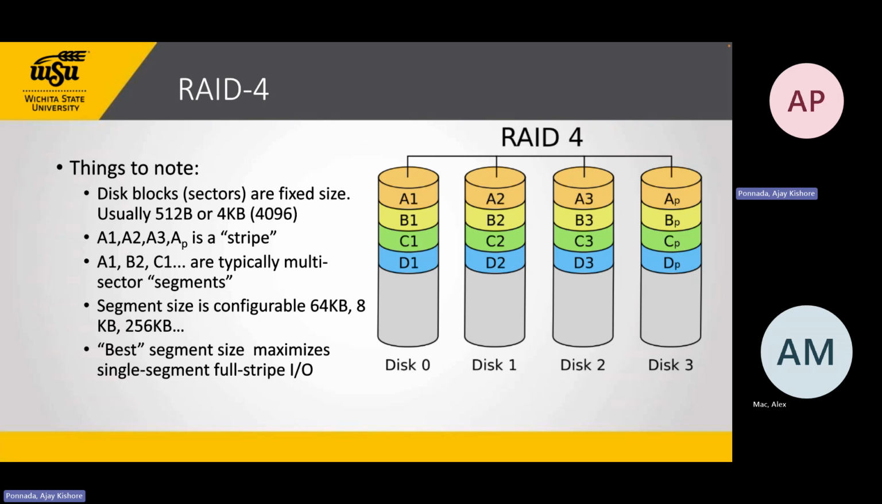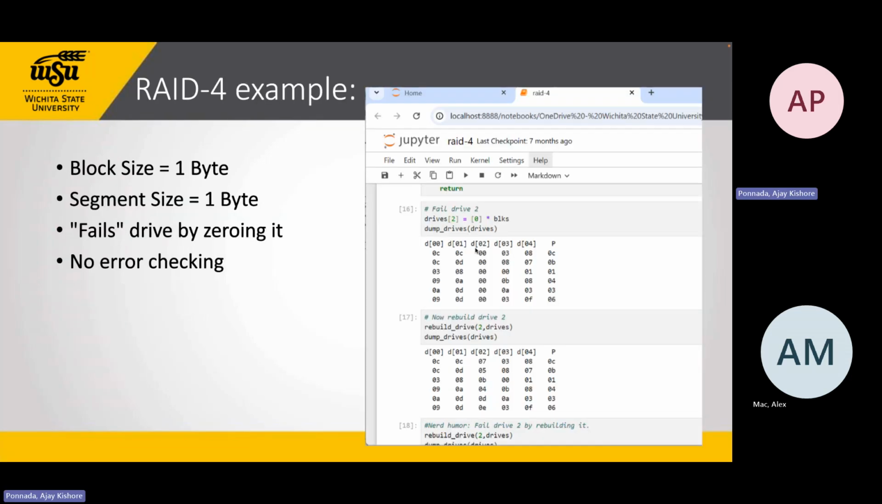For example, yesterday we gave the example of movies. The bottom line is we can configure the sizes for the segments. The best segment size maximizes single segment full stripe input output, and write, for example.